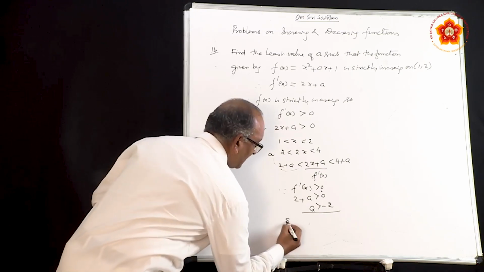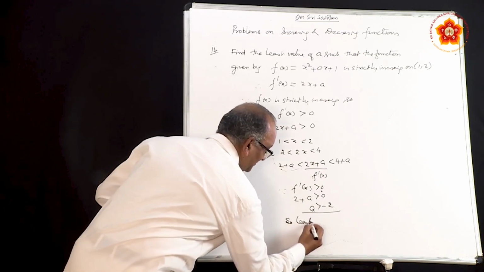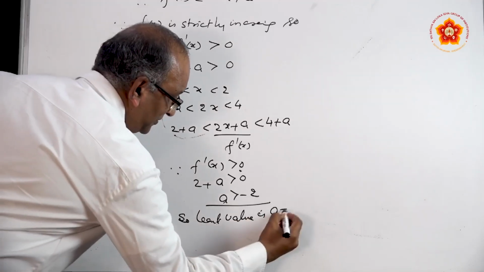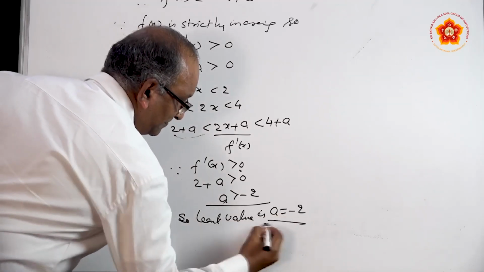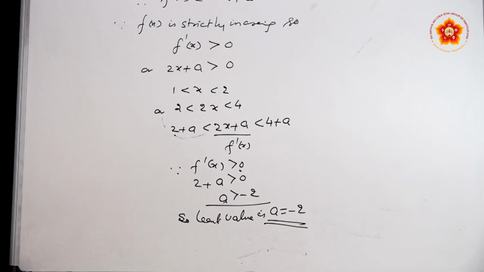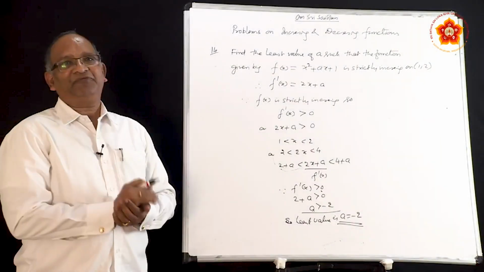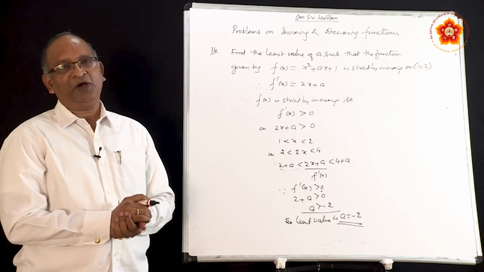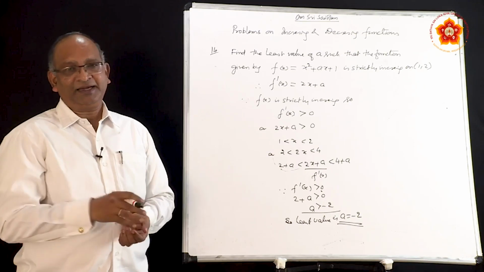So, the least value is a equal to minus 2. This is the answer. So, in this manner, a problem which is slightly different than the usual problems we solve, based upon what he has given. Let us move to the next.